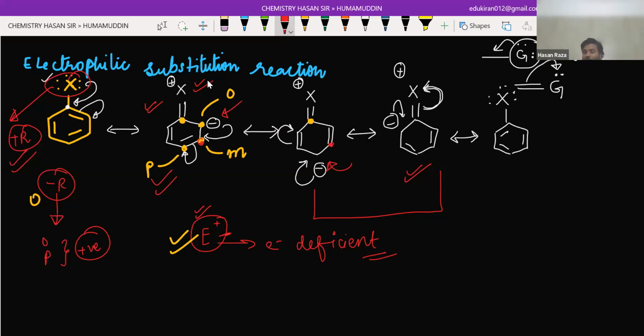So this E plus wants to go to the position where an electron rich center is present, but it cannot go to ortho and para because those are already electrophilic centers. So it has only one option left, that is meta. So in this case, it will go to meta only. Is that clear? Yes.